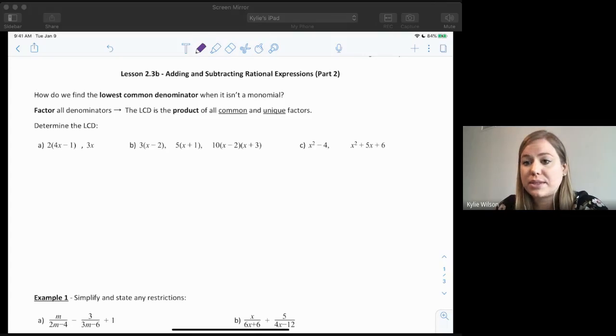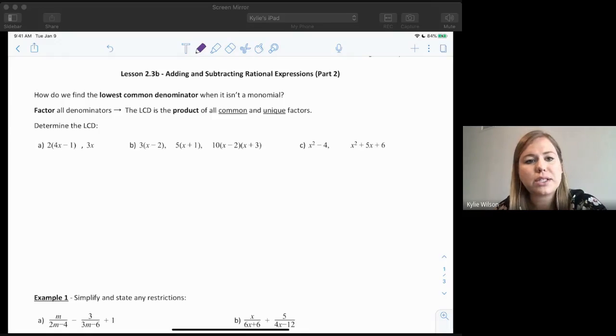Now, one thing I want to mention is that similarly to fractions, if you don't have the lowest common denominator, that's okay. You'll still get the same answer. You'll just have to simplify more at the end. So if you just have a common denominator and it works, that's okay. Your answers will all still work out, so a little less pressure that way.